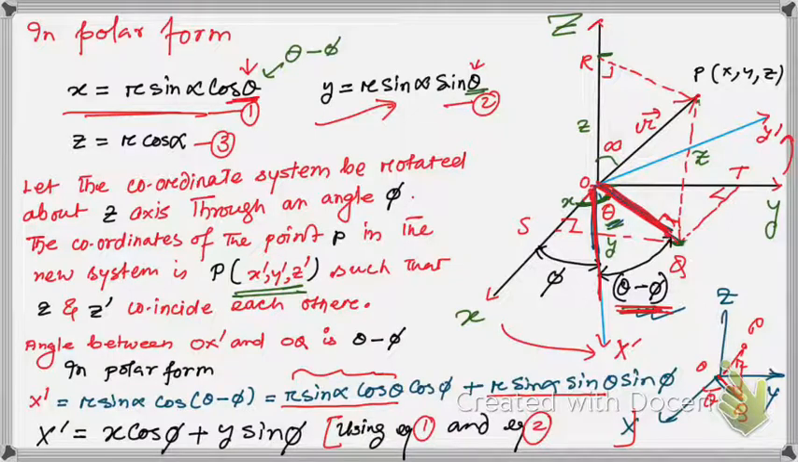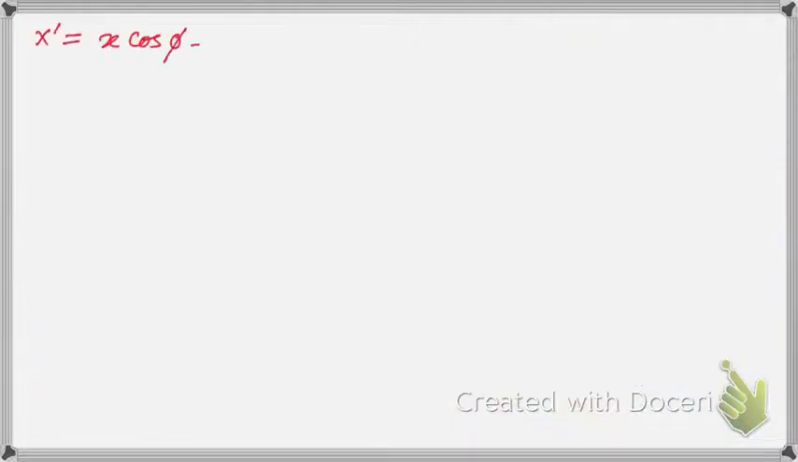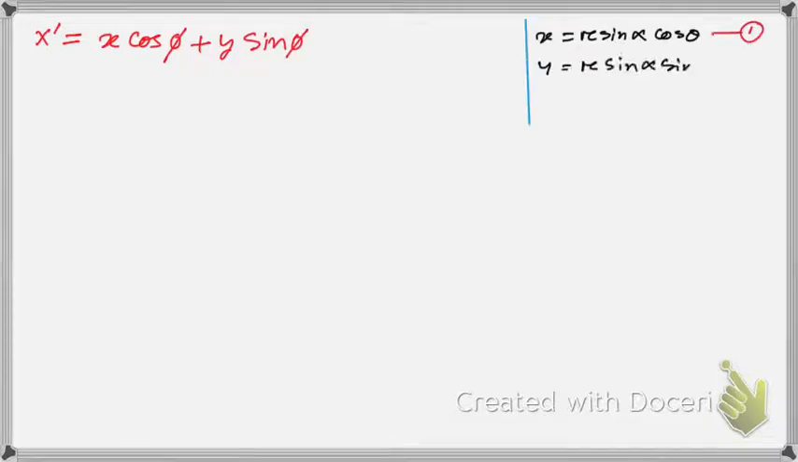So hope you have understood. Let me write the three equations in the next slide also, because there is not enough space here. Then we're going to obtain y dash and z dash in the next slide as well. So let me go to the next slide. Here you see this is the x dash that I rewrote, and these are the three equations that we are using, the polar form in the initial system of coordinates that we have taken.